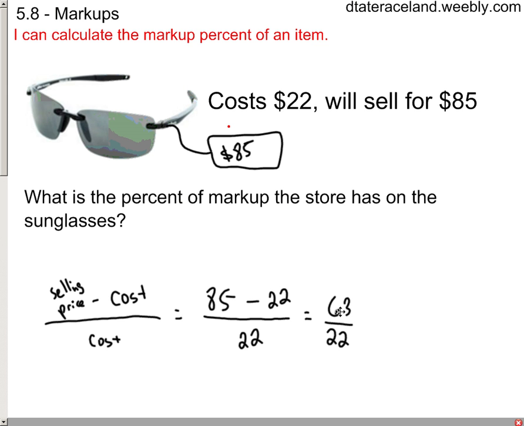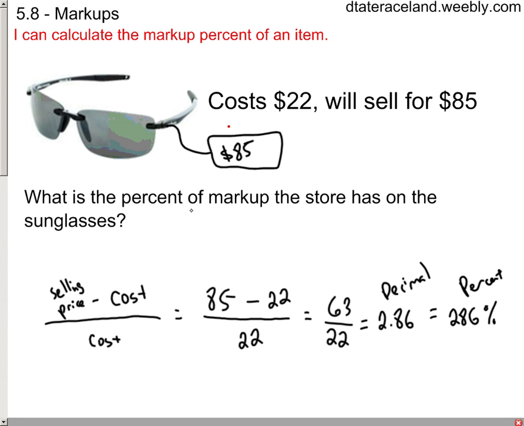We now have a fraction. This is going to be the amount of extra money made from marking up that cost, and we're going to divide it by the original cost. And 63 divided by 22 gets us 2.86. And that's rounding to the nearest hundredth there. And this is a decimal, okay? And we want percent, so just slide it over 2 spots, and there is your percent.